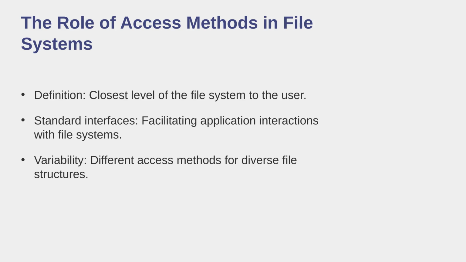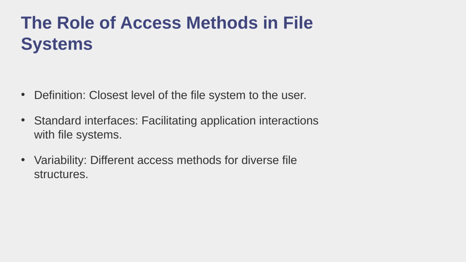Now, let us explore the role of access methods within file systems. Access methods are critical as they represent the closest level of the file system to the user. They provide standard interfaces that facilitate how applications interact with file systems and the devices that hold data. Consider how you interact with a file through a word processor. The access method allows you to open, save, and edit documents without needing to understand the underlying complexities of the file system. This abstraction simplifies user interactions, making technology more accessible to a broader audience.